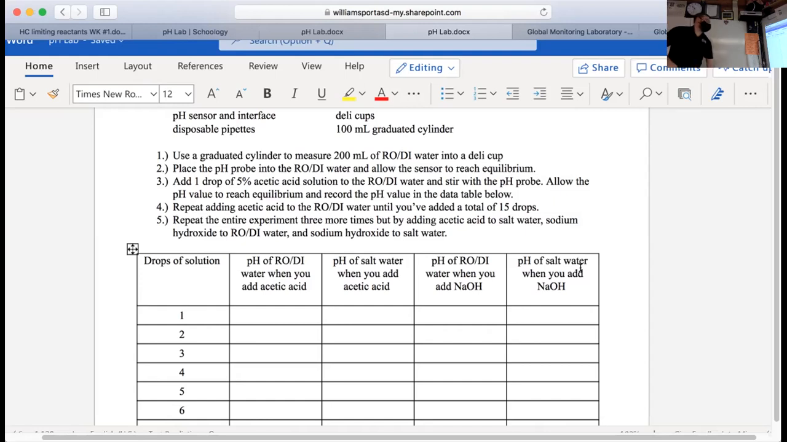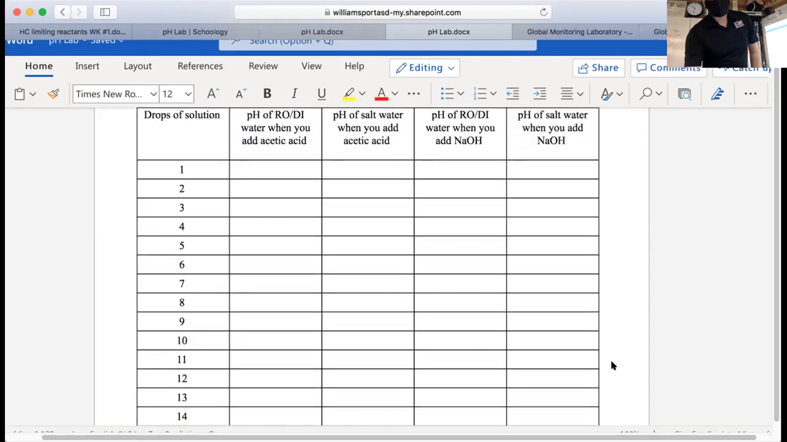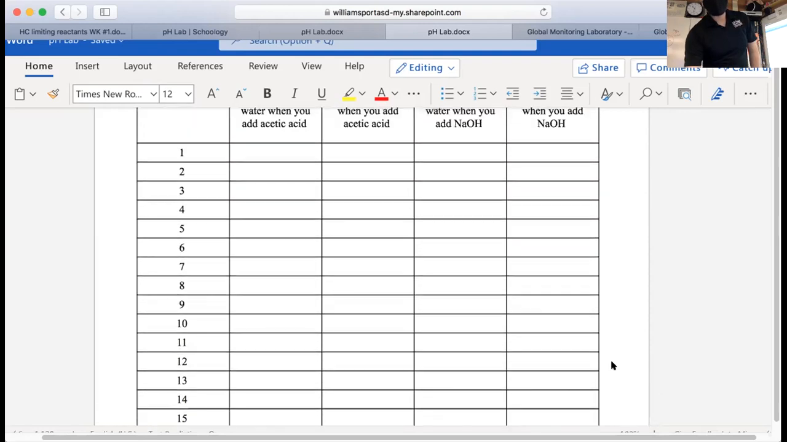So what I mean by that is you take some pure water, you add 1 drop of acetic acid, measure what the pH is. Then you add a second drop, measure the pH. Third drop, measure the pH. So as you add acetic acid dropwise, you can see how the pH changes and go up to like 15 drops.